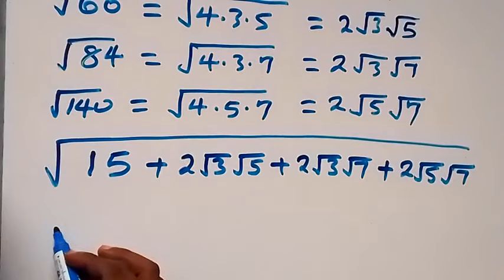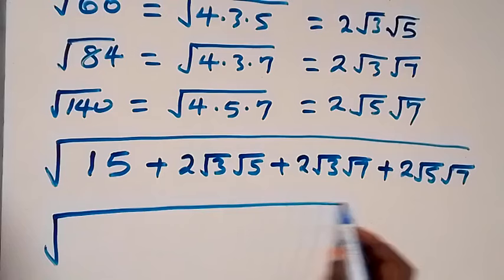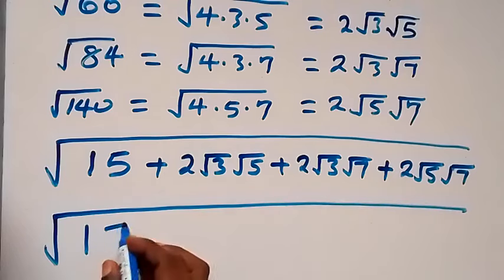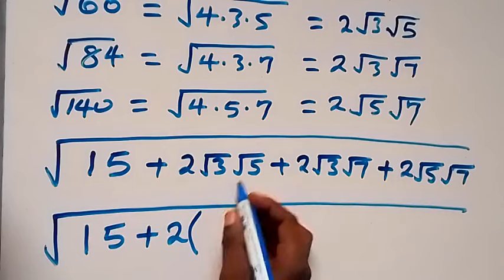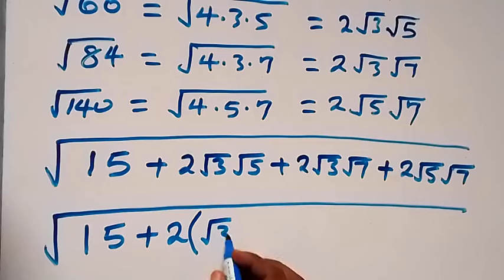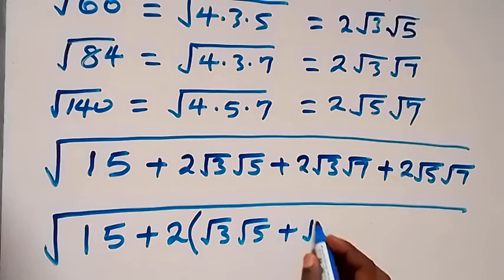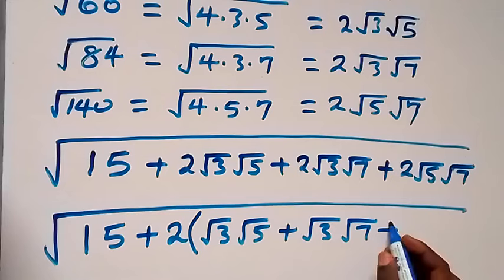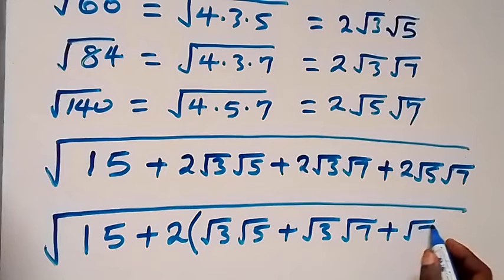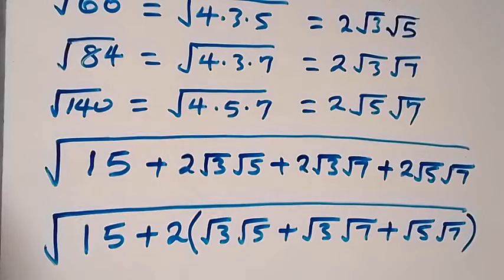Then in the next step, we have 2 common here. We can factor it out, so this will give us square root of 15 plus 2 into bracket. What is left here is root 3 times root 5, then plus root 3 times root 7, then plus root 5 times root 7 left.